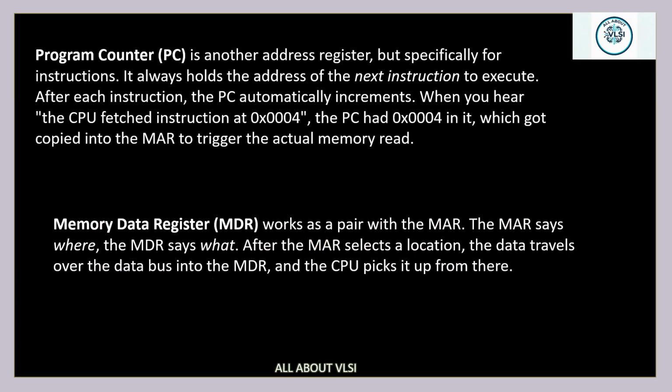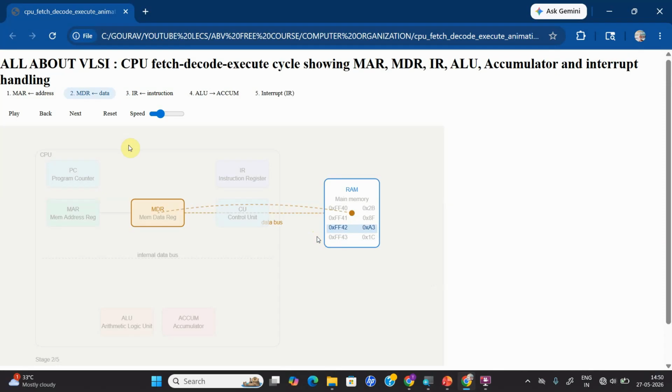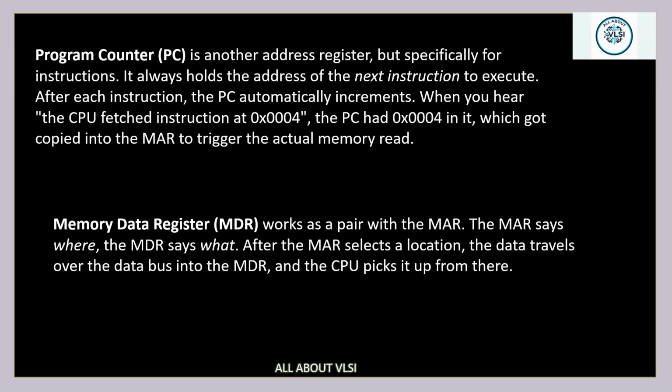Now, there is one more kind of register which is known as the program counter. What do you mean by program counter? Let us see with this animation. So this is your program counter. Your program counter is another address register, but it is specifically for instructions. It always holds the address of the next instruction to execute, and after each instruction, the PC automatically increments.